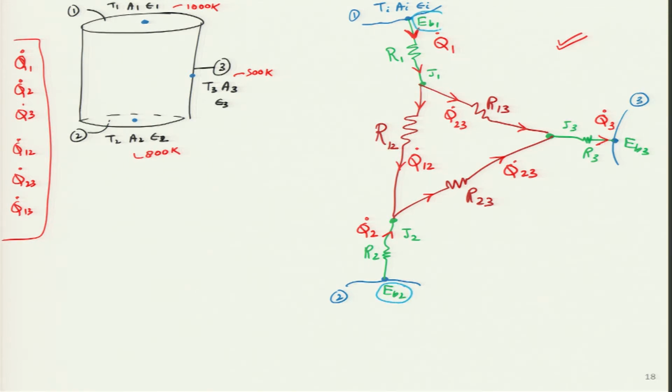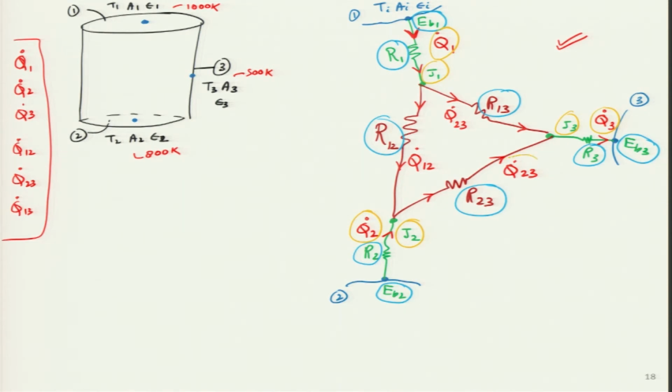T1, T2, T3 are known to us, which means EB1, EB2, EB3 are known to us. All the resistances are known to us, meaning R1, R2, R3. Similarly, R12, R13, R23 are known to us. Based on all these known values, slowly we will be able to solve for the q dots and J's, and the sum of q dots will then give further q dot 12 and q dot 23.